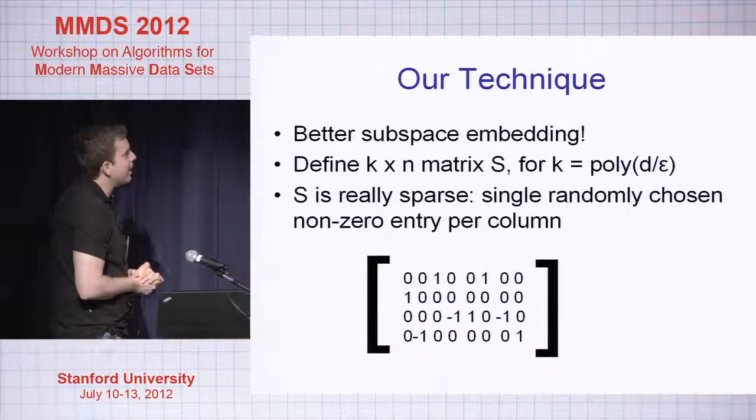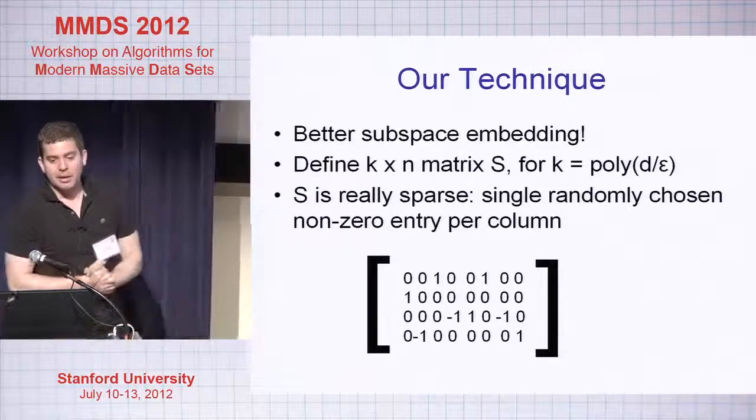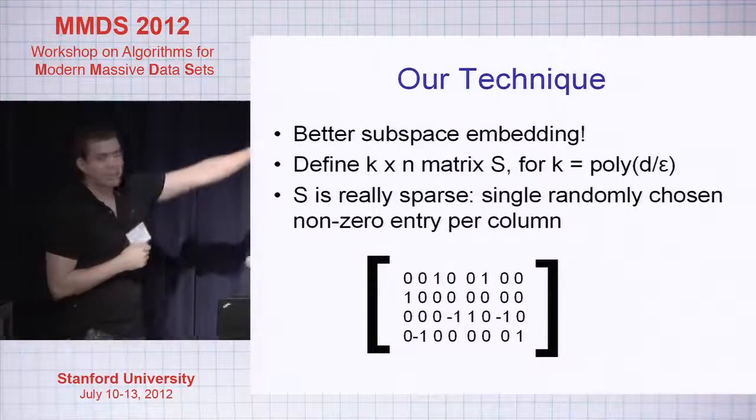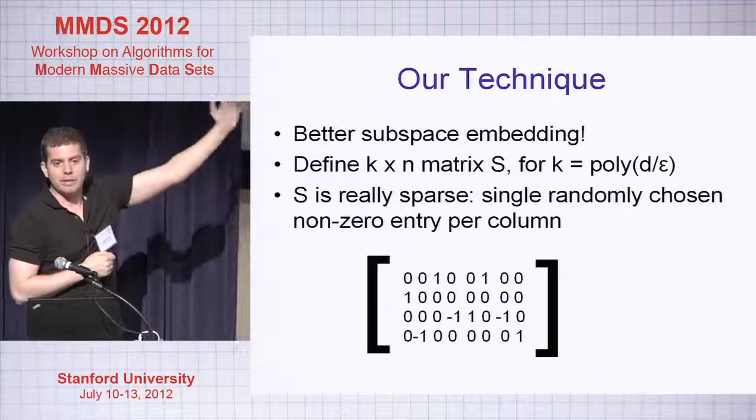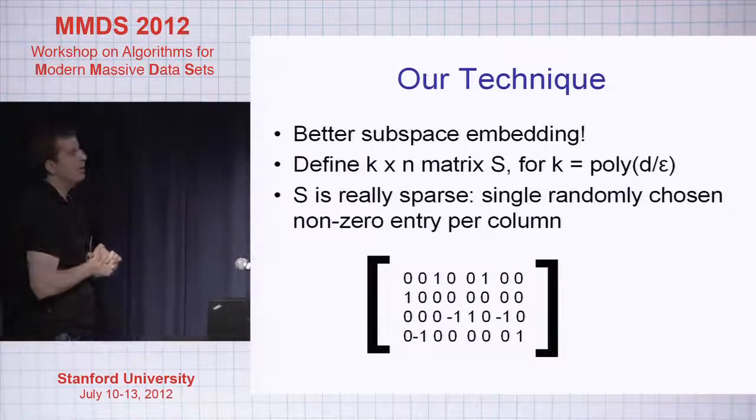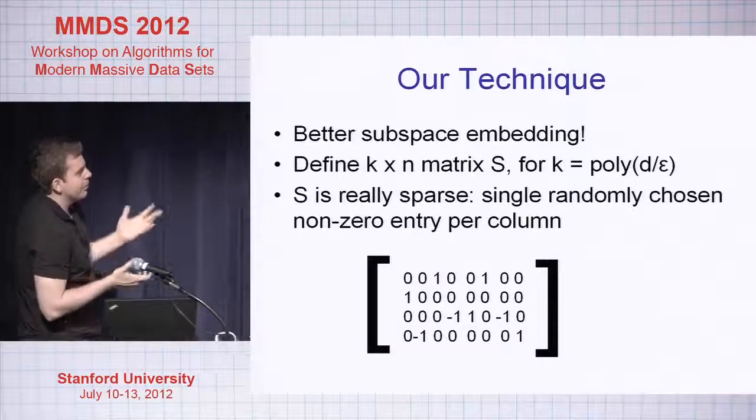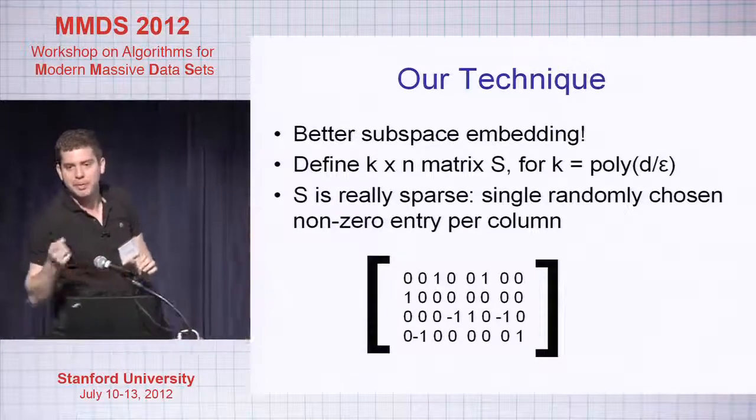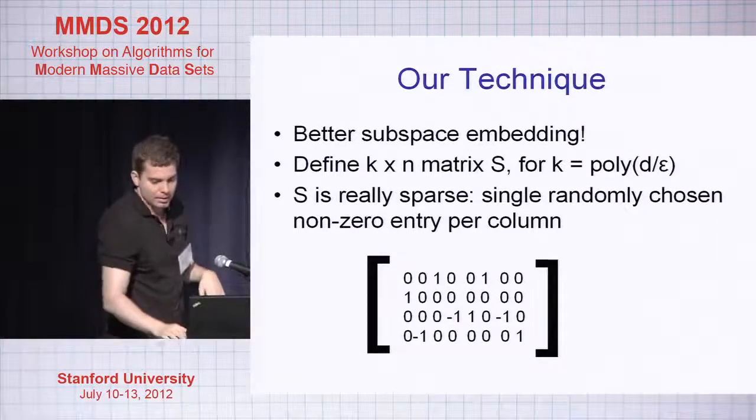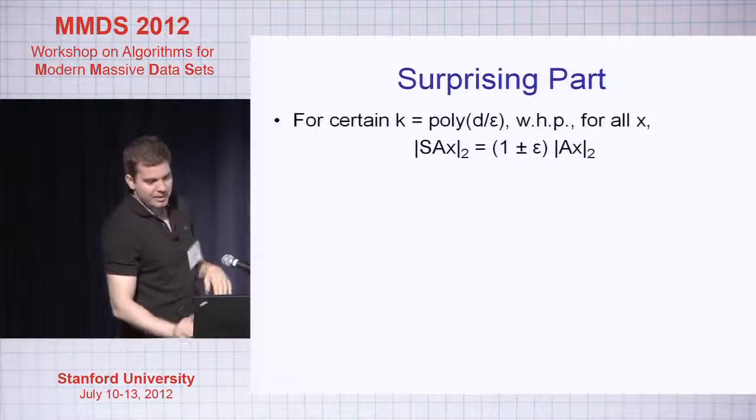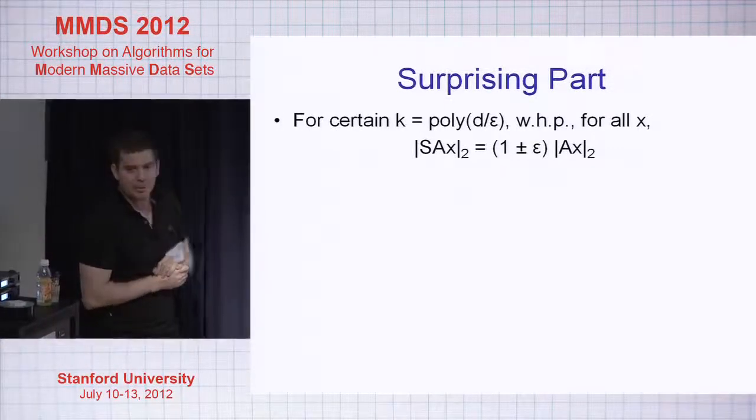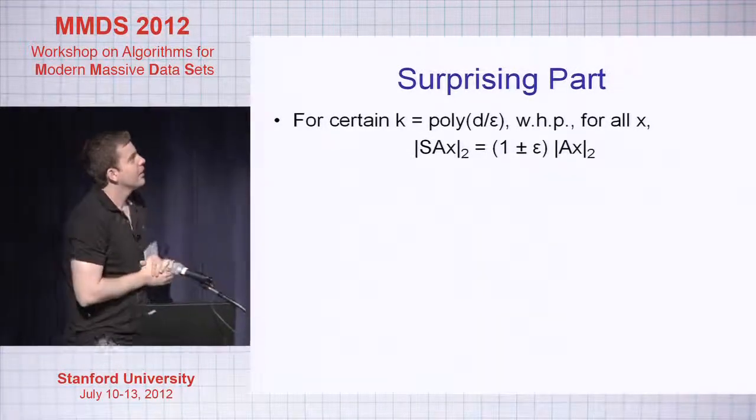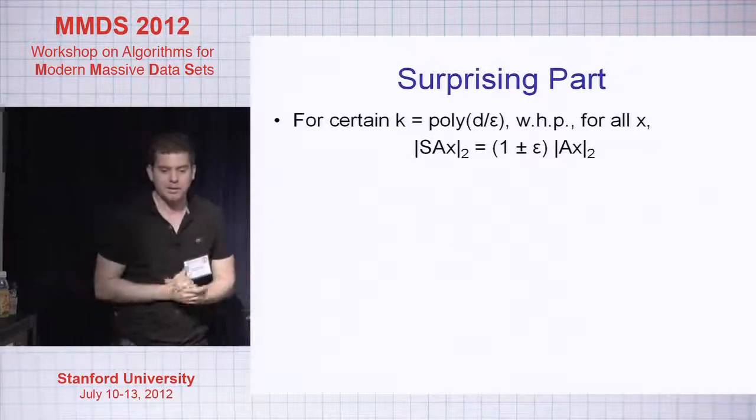It's a very simple matrix which has been used in streaming applications and elsewhere. All it is: for each column, I choose a random row, and I put a random plus or minus 1 on that entry. And I do that independently for each column. So is the matrix clear? It's really, really sparse, right? Each column has a single non-zero entry, which is a random plus or minus 1. And the surprising part is that that actually works. For certain k equal to poly d over epsilon, with high probability, you get a subspace embedding.